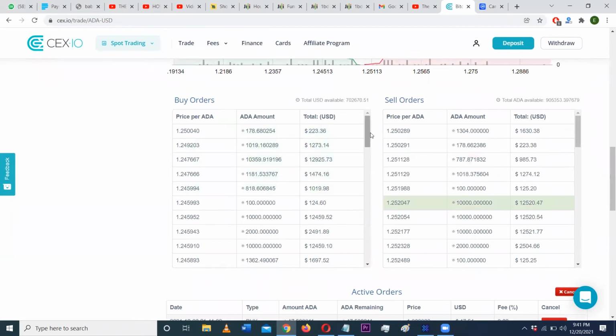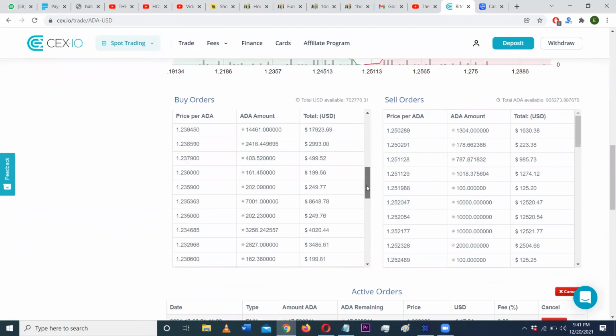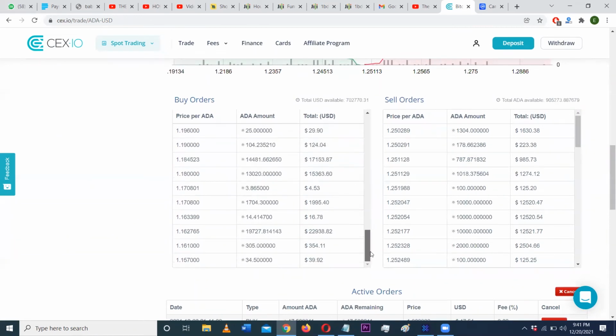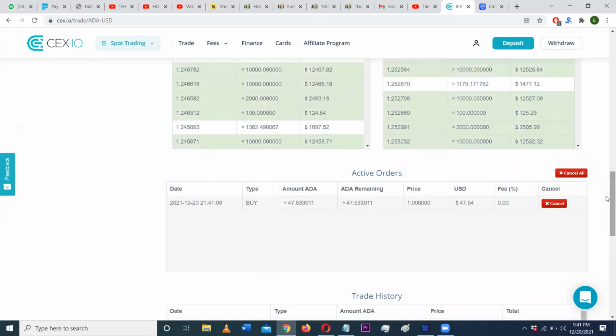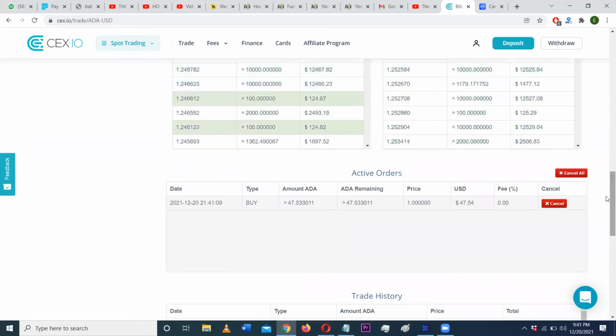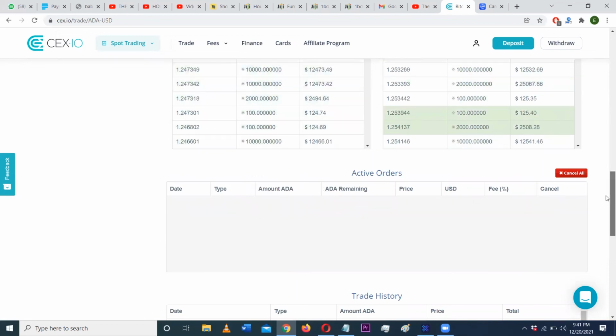If I go to buy orders and scroll down, it's not showing up because it's not in the top orders. You realize there are people here trying to buy it at 1.15, 1.8, 1.9. So it doesn't show up. But if the price were to drop to that level, my order would show. But if you come to active orders, you see it. So I'm going to cancel the order. I've canceled the order.